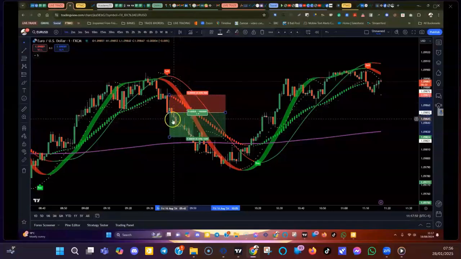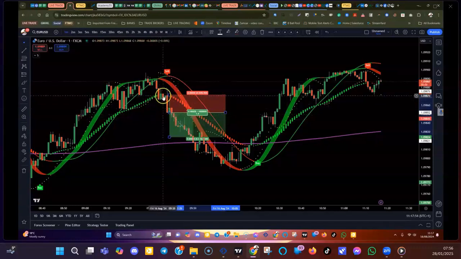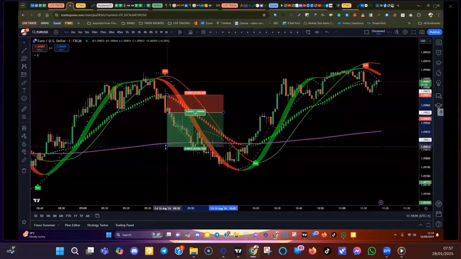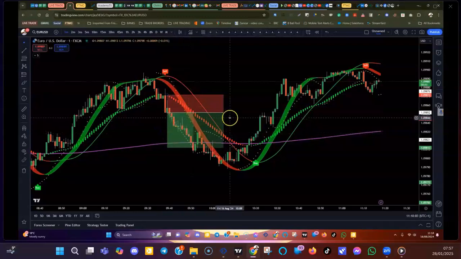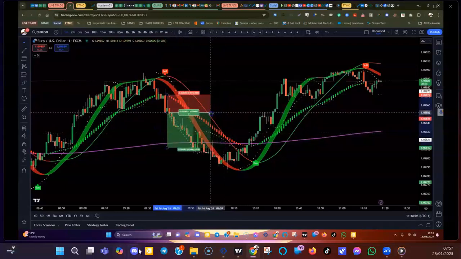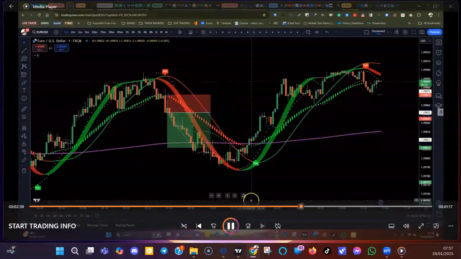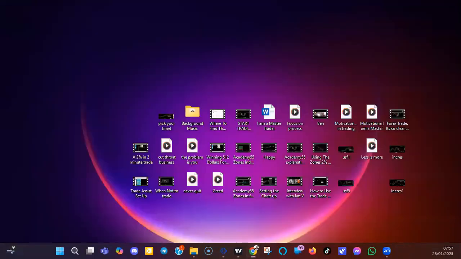Could be a bit more than that, but the green wave turns to the red there, and that is closest to the entry. Then you go for your 2 to 1, and as you can see, that one was successful. And here we have the same situation.